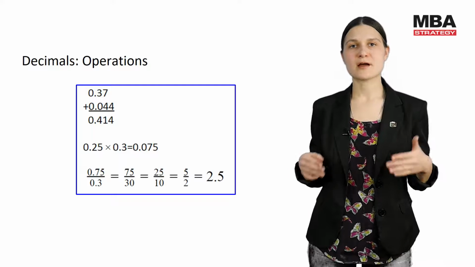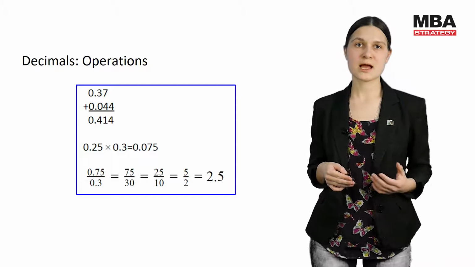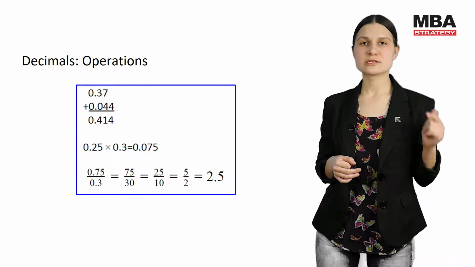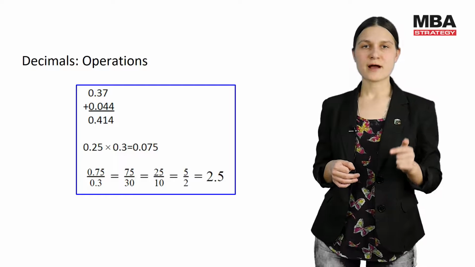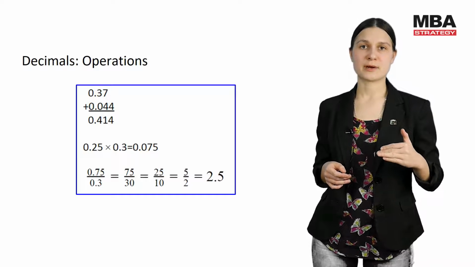The first thing I simplify by is 5, because I saw that 75 and 30 are both divisible by 5, and I get 25 over 10. And at this point I can continue simplifying to get 5 over 2. For this I divided the numerator and denominator by 2.